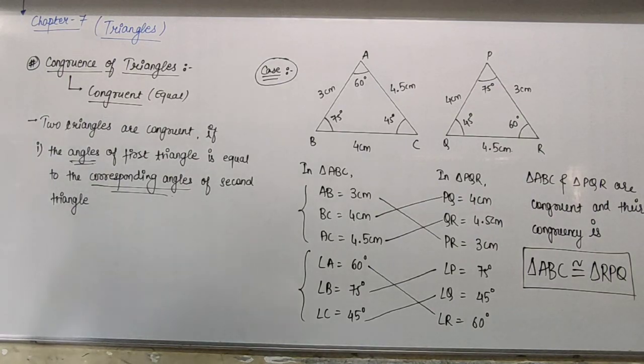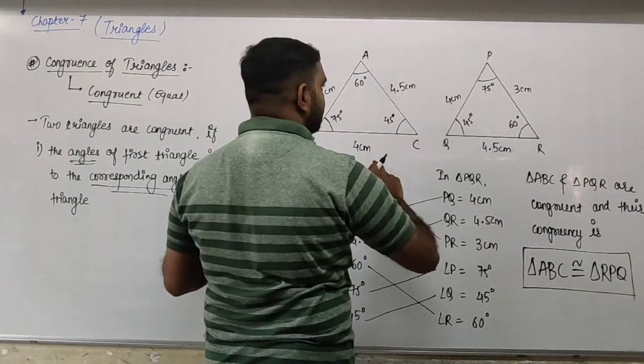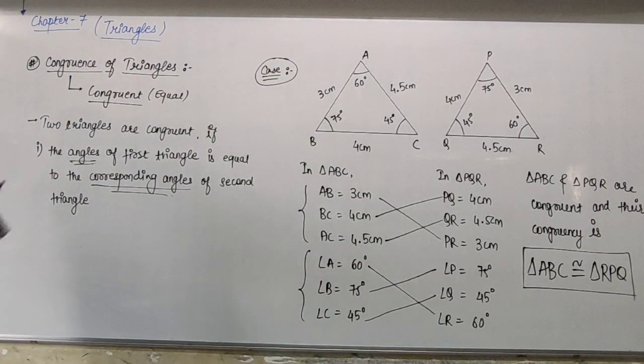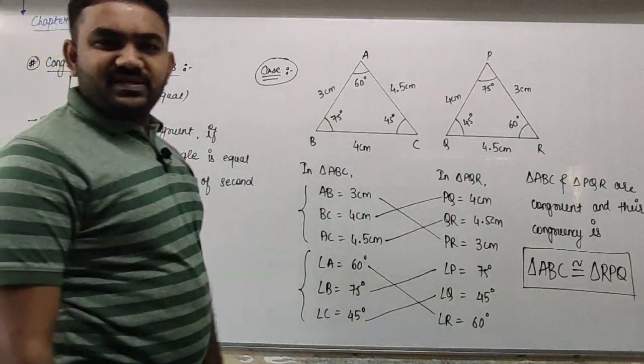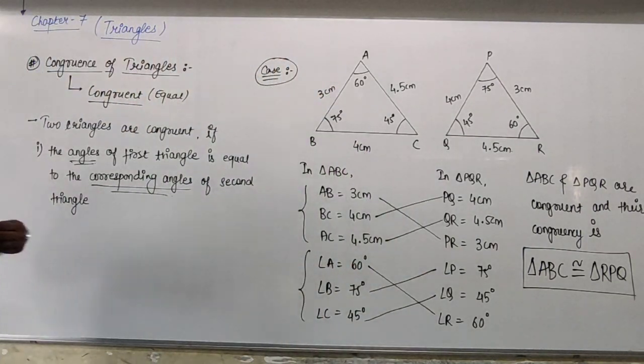Check કરો, AR, BP and CQ. They are corresponding. Equal angles છે ના, corresponding angles are always equal. તો equal angles જે છે ના, corresponding angles, આ triangles ની situation.